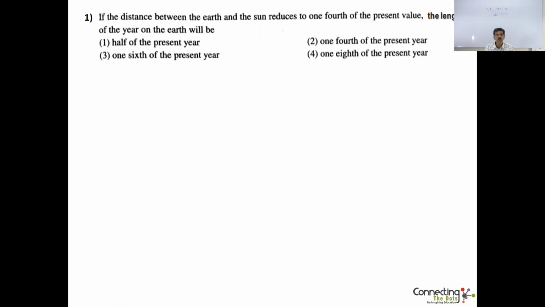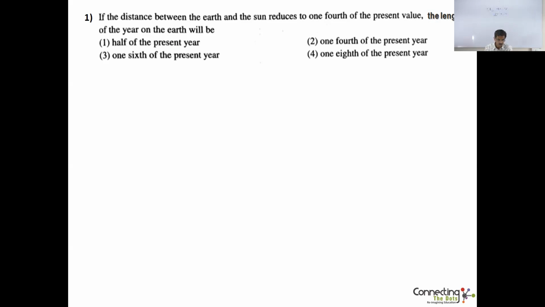The first question: if the distance between the Earth and the Sun reduces to 1/4 of the present value, then what happens to the length of the year on Earth? So the distance between Earth and the Sun have reduced. It is 1/4 of the present value. What happens to the length of the year? In other words, how long will it take Earth to complete one revolution around the Sun?